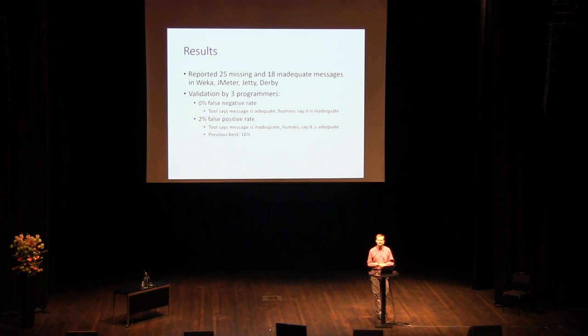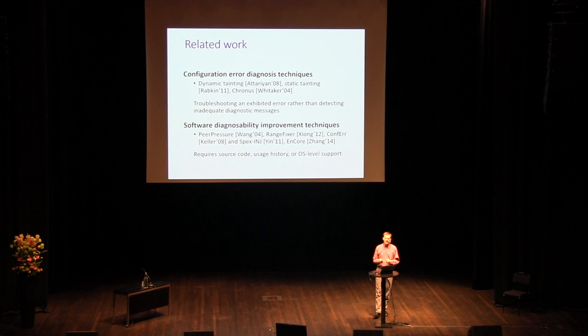So there has been a lot of other work in this area. Much of it is about diagnosing configuration errors after they appear. So if something happens in the field, how can we understand what happened? Whereas ours is trying to be proactive, letting developers do it during development. There are also a lot of general techniques for helping improve software diagnosability, but they tend to be very heavyweight. They require source code or the usage history or even operating system level support.